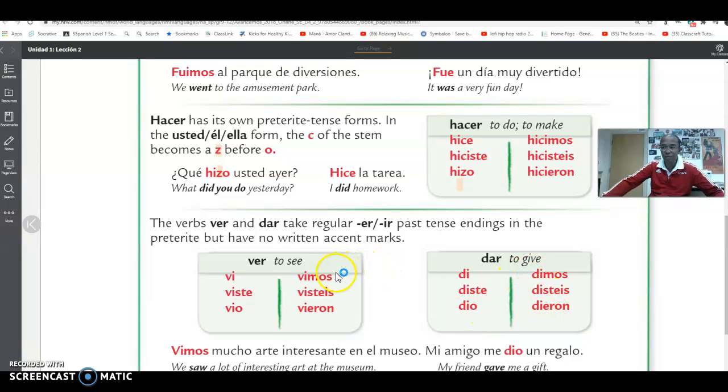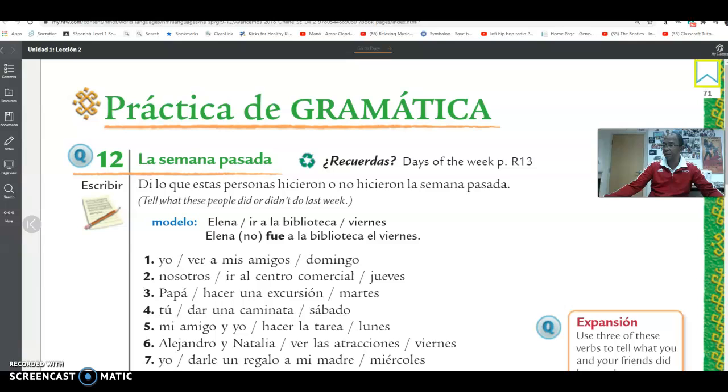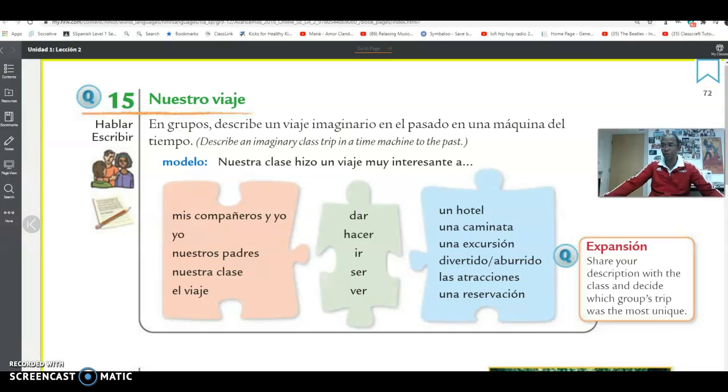These verbs are similar. The only thing that you change is the letter, right? In the conjugation. So these are irregular verbs, and just remember, they don't have accents, right? So these are the things that we're going to need for you to utilize, for you to go back and complete the activity 15 in page 72, okay? So let's do the first one.